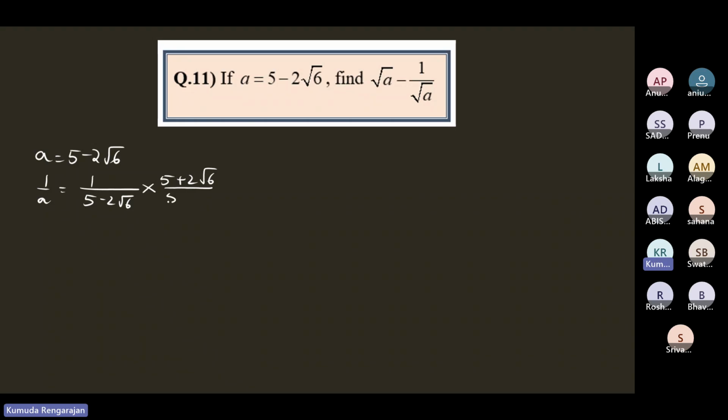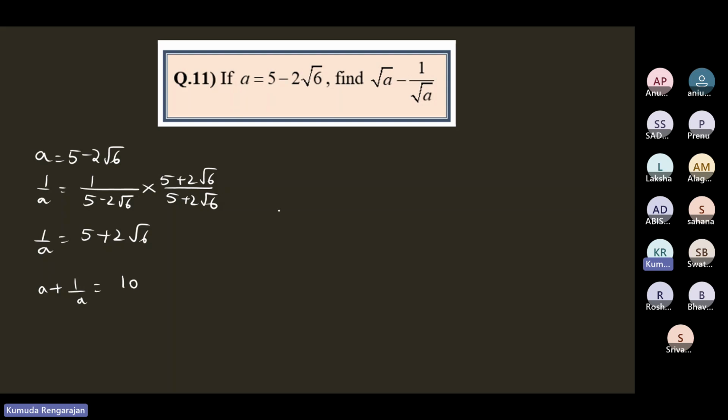Does it take so long, children? Ma'am, 5 plus 2 root 6, ma'am. Yeah, 1 by A is equal to 5 plus 2 root 6. Next, all of you find A plus 1 by A. Ma'am, 10. A plus 1 by A is 10.